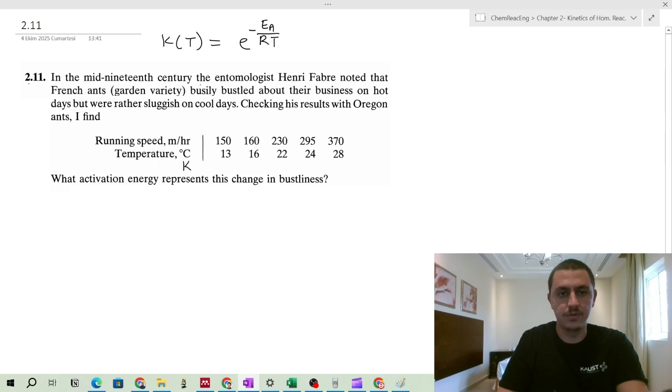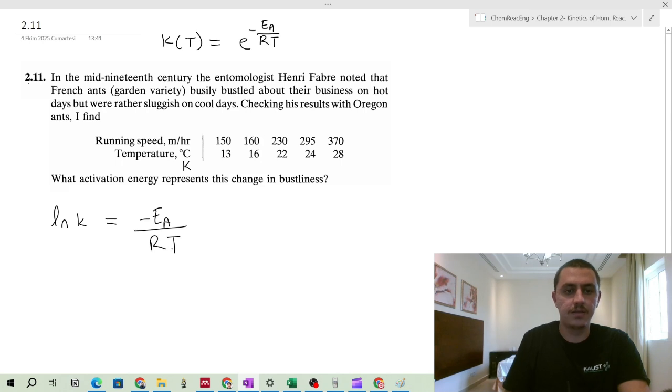I don't think so, because here activation energy is in an exponential rate. We need to leave this alone, so we will do some logarithmic steps. Let's take the logarithm of both sides. So we will get this equation, right? ln k equals this.